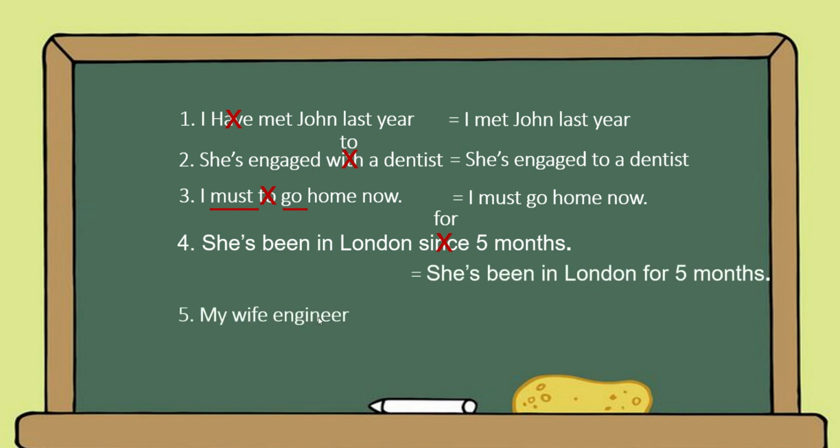Next, number 5, my wife engineer. Okay. What's wrong with that? Well, there are a couple of things wrong with that. First of all, in every English sentence, it's very important to know that you do need to have a verb, and this sentence has no verb. So we need to add a verb here between the words wife and engineer. And now that the word engineer is singular, one person, we need to add the indefinite article. The correct sentence here is, my wife is an engineer.